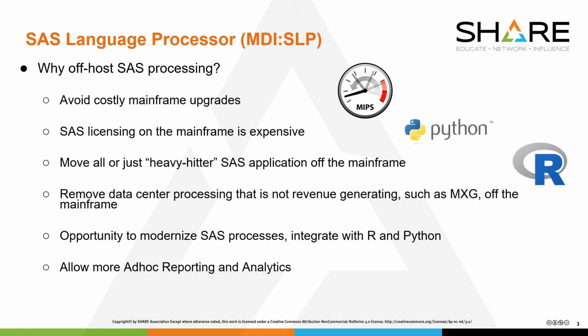We have had a big push from a lot of our customers. They've gone into tailor fit pricing. They want to get data processing that's not revenue generating, and a good example of that is MXG with SAS, off the mainframe. At the same time, this will give you an opportunity to very easily modernize your SAS processes and potentially integrate it with other data analytics tools such as R and Python with NumPy and some other tools that are already written and very easy to use actually on the Open Systems platform.